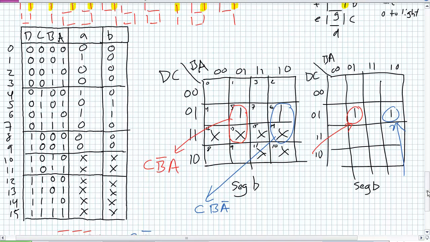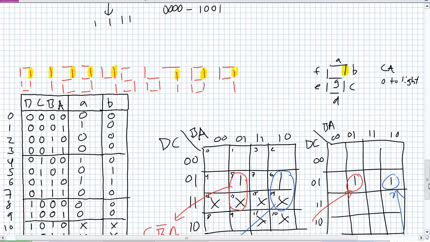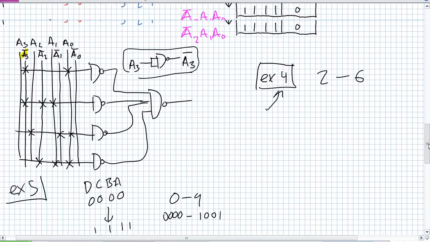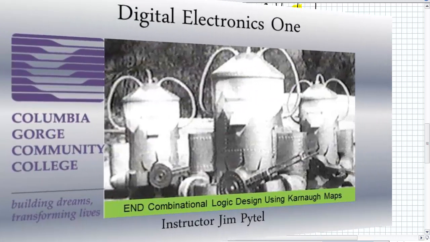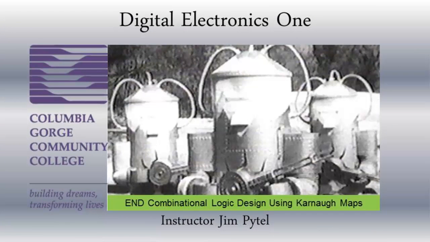You have a bunch of examples, C, D, E, F, and G that could potentially work out. And you've got those 2 to 6 detector, for example, 4. And we'll revisit a couple of these things when we do the Unit 5 review. This concludes the combinational logic design using Karnaugh maps.